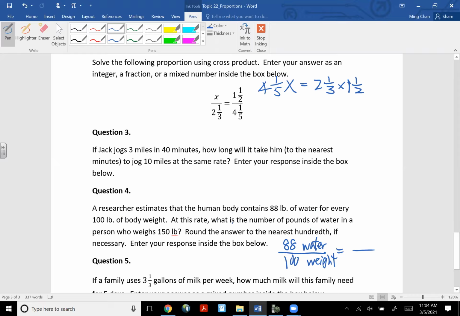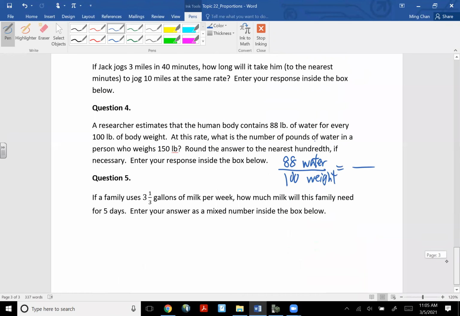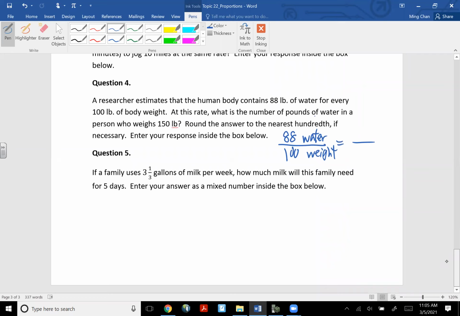So at this rate, what is the number of pounds of water? The question is asking for water, so the X should be up here, when the person weighs 150 pounds. So 150 pounds should go down here. That's the weight. All right, I think this problem is going to end up being a mixed number. So what I need you to do is enter a mixed number answer. I need you to use your calculator to convert it into a mixed number answer.